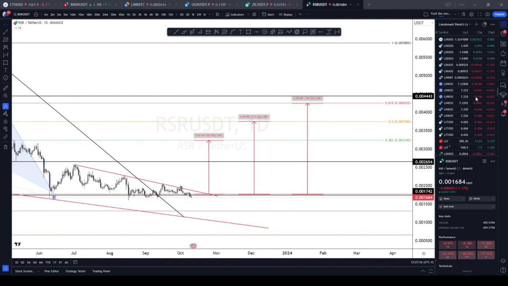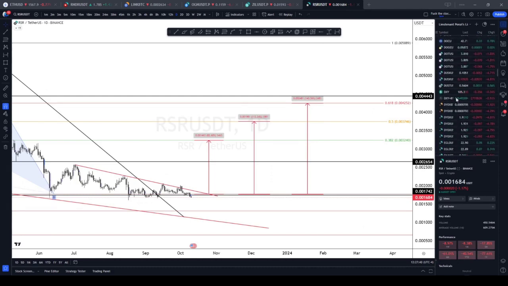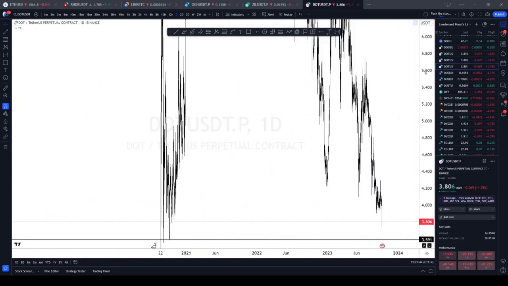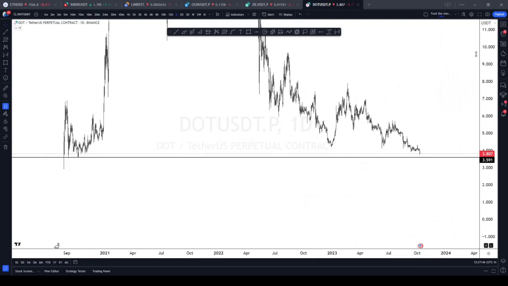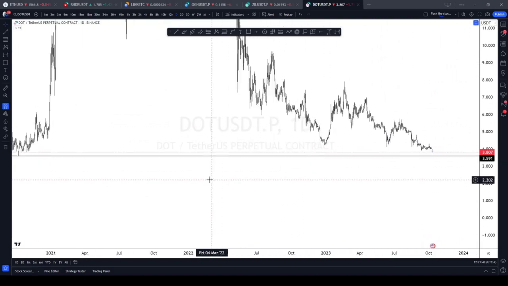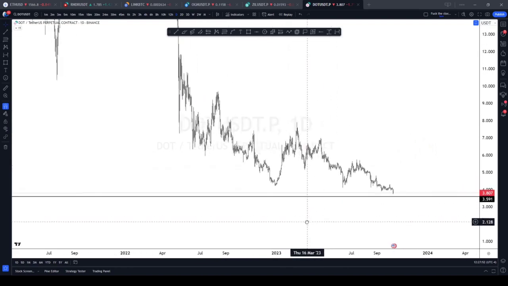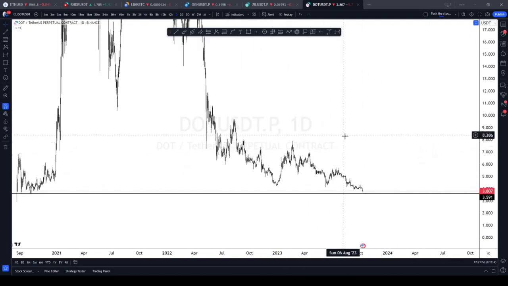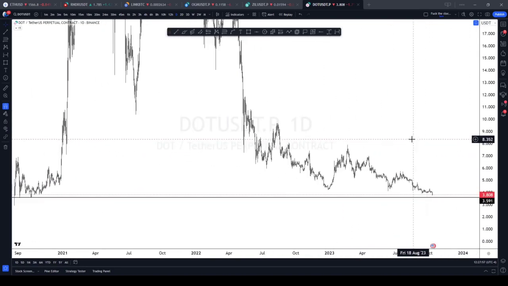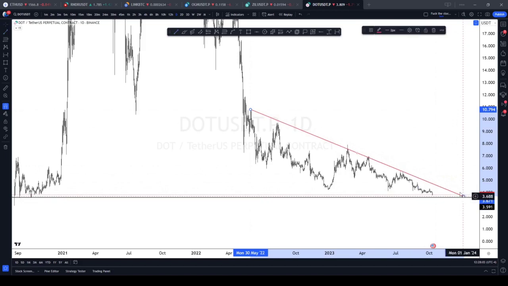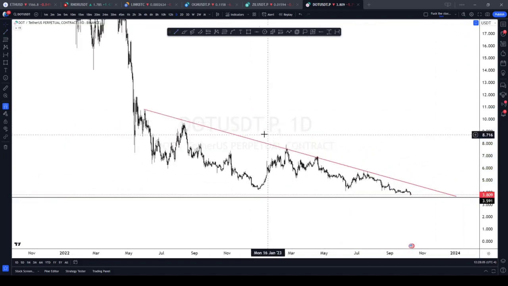One of my buddies, Fred, actually was talking about DOT, which I haven't checked in a while. But let's give it a look. Yeah, so this is a very important level over here, right around 3.59, and we're getting very close to it. This also looks like a pretty nice fallen wedge here on DOT. I personally don't like trading this coin, but it does look pretty good here if this can hold.